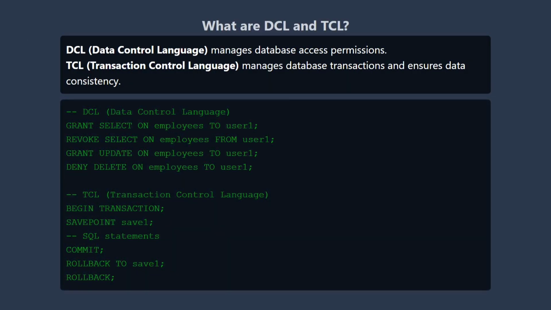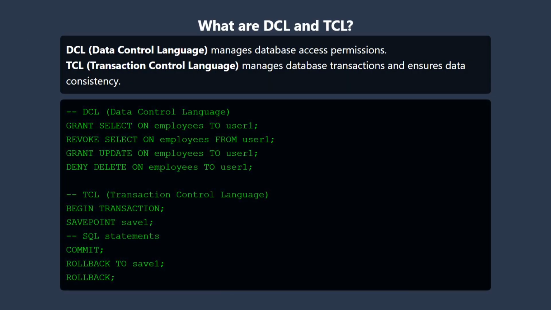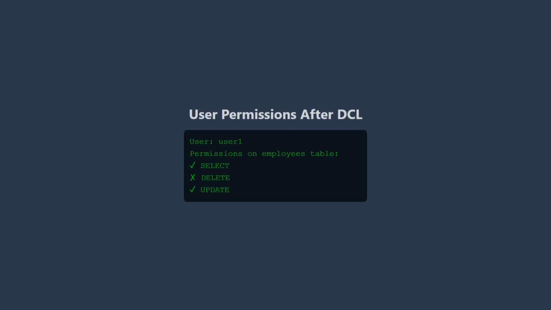The next popular question is, what are DCL and TCL? DCL, or data control language, manages the database access permissions. Commands like grant and revoke control who can access or modify the data. This is essential for database security. TCL, or transaction control language, manages database transactions to ensure data consistency. Commands like begin transaction, commit, and rollback help to maintain the data integrity.